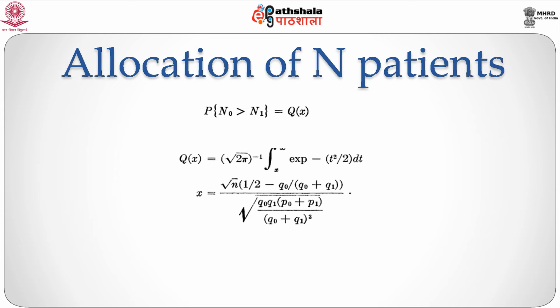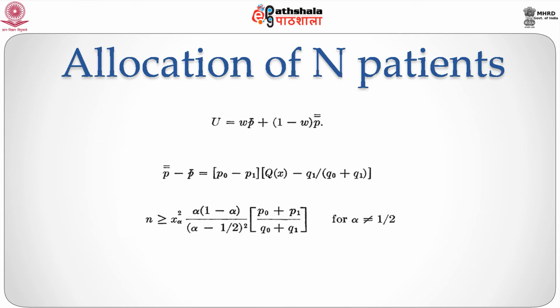If we use the fact that capital N naught follows a normal distribution with mean and variance as derived, then we can write probability N naught greater than N1 as Q(x), where Q(x) is 1 over root 2 pi integral x to infinity e to the power minus half t square dt. X is as given on the last line of this slide.